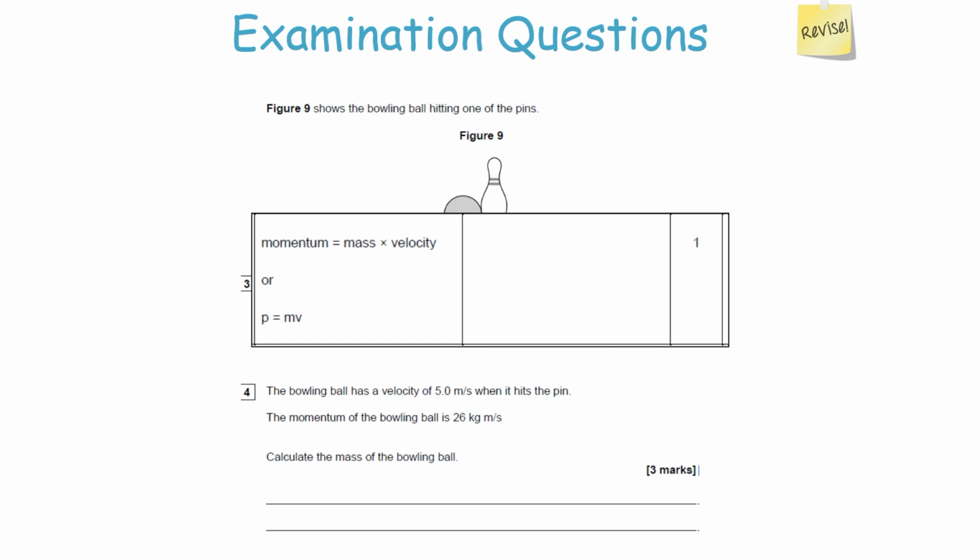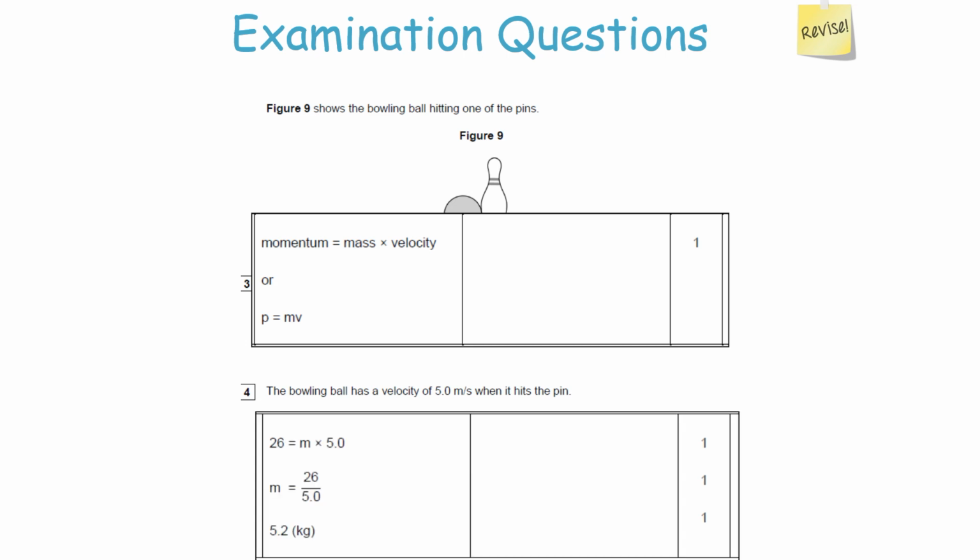In any calculation, the first mark you should always get is by substituting the values from the question into your equation. So you would say 26 is equal to m times 5. It's very important to write that down first on your first line of your answer to get that first mark of the question. Then rearrange that to make m the subject as shown in the mark scheme here. Then write your final answer down, which is 5.2 kilograms.